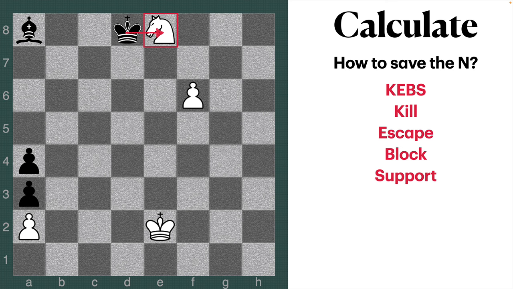That would be escape. Block is where you block the attack. It works in long range pieces, but not in the case of a king attack, because the king attacks the pieces that are adjacent to it and nobody can block a piece that's being attacked by the king. You can support it. In this case, you can push the pawn to support it. Now, the support doesn't work.